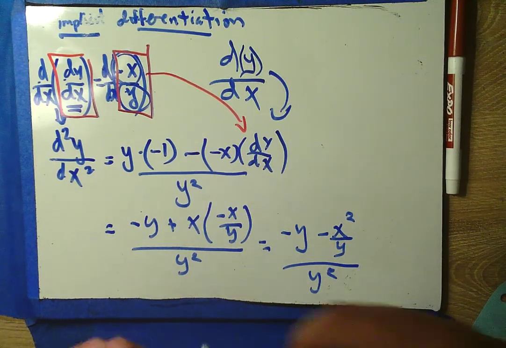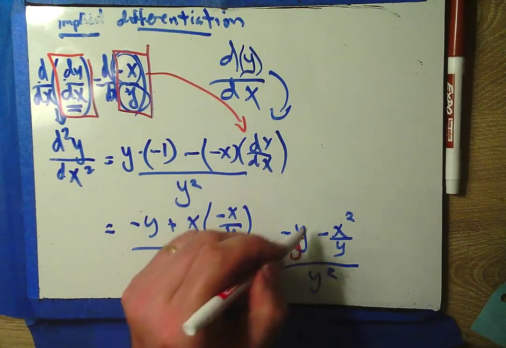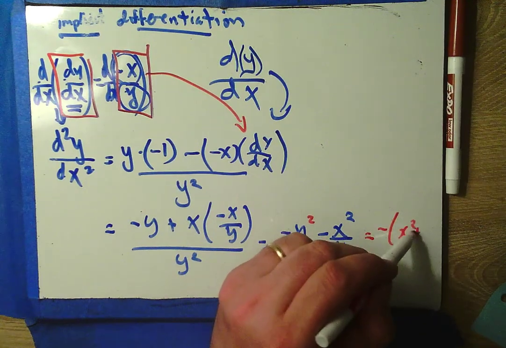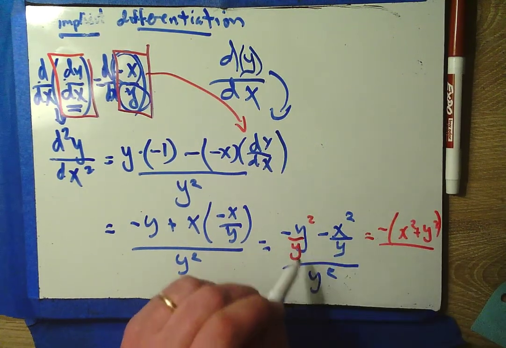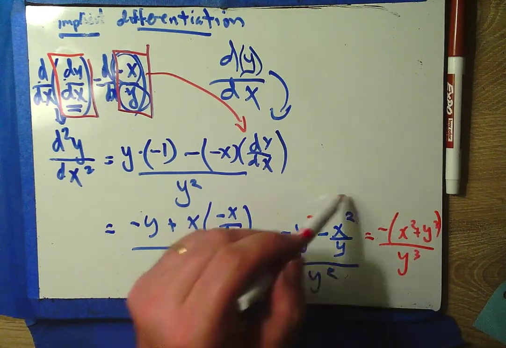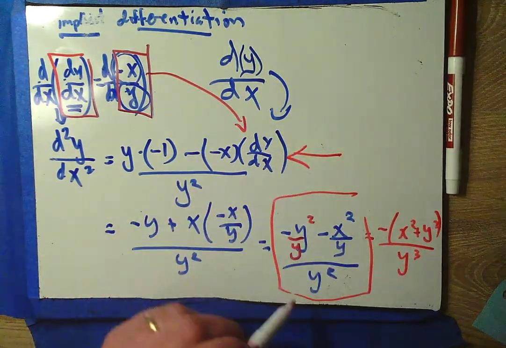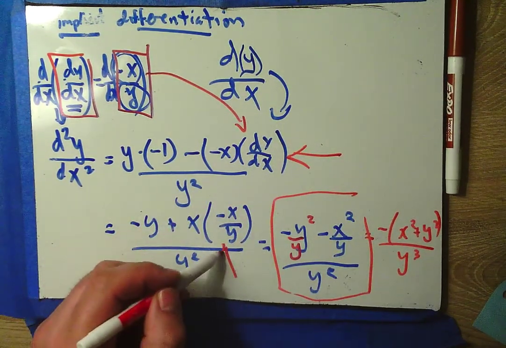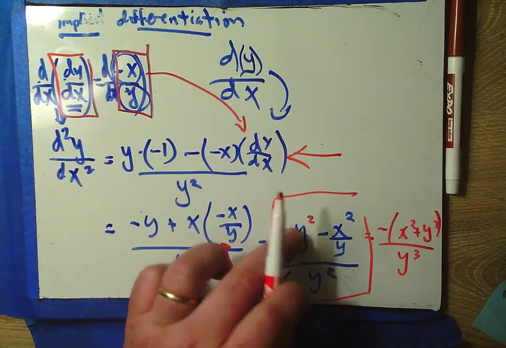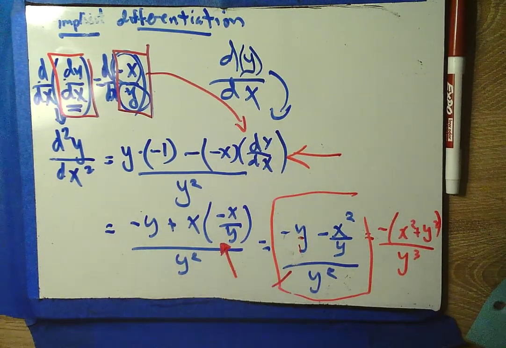You could stop here, or if you wanted, you could make a common denominator up on the top. And so this would be negative x squared plus y squared over y squared, so over y to the third. But this blue step here would be sufficient. You can't stop here. And I'd grimace if you stopped here. This is okay. You don't need to make the common denominator. All right? So that's implicit differentiation.